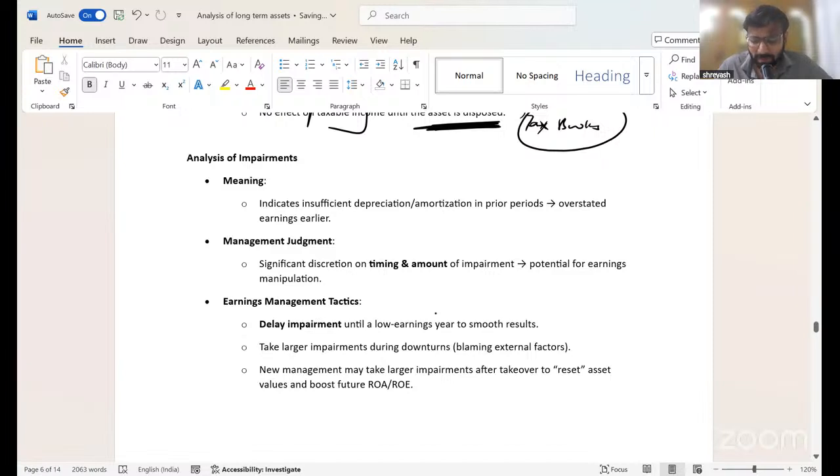Sir, the impairment can possibly come from the fact that your carrying value was more than the recoverable value. The reason can be that you did not charge enough depreciation in the earlier years, and that made your carrying value much more. So it indicates insufficient depreciation and amortization in prior periods. So basically, sir, if you charged insufficient depreciation and amortization, then your prior period earnings are higher. Okay, if earnings are higher because you charged less depreciation, that means you are managing earnings. Yes, chances are you are managing earnings.